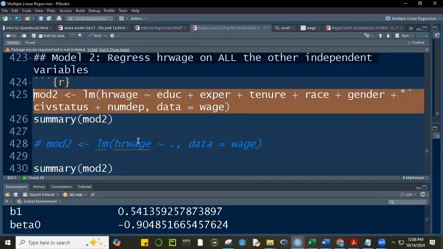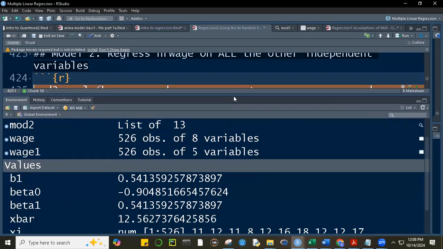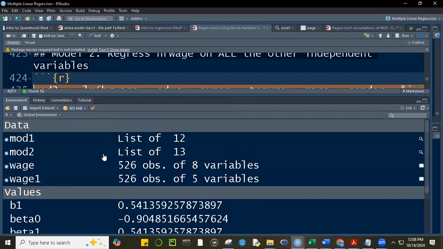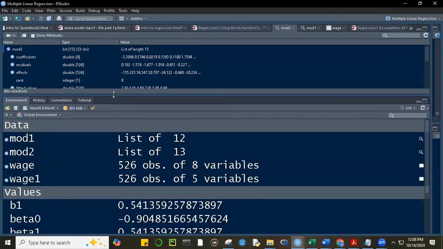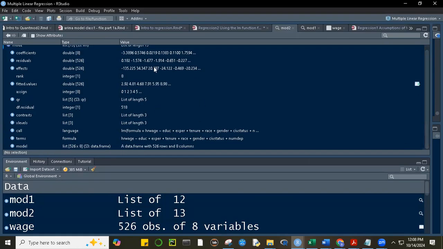So let's run mod 2, and then let's get the summary of this. Control Enter. Okay. So we now have mod 2. Si mod 2 natin, list pa rin siya, no? Tapos 13 yung laman ng list na to. So if we inspect this, it will mostly have the same elements as mod 1. Take a look at this. Nadagdagan lang ng isa, no? There. Coefficients, residuals, effects, ranks, fitted values, etc. So quite a lot of data information that we can have from mod 2.